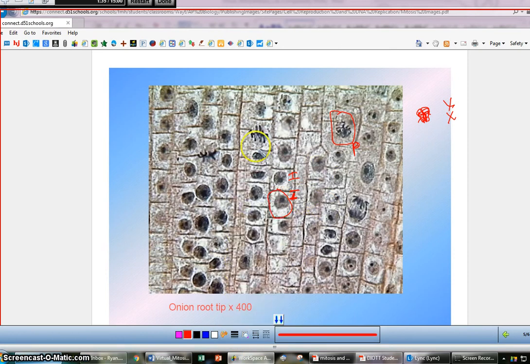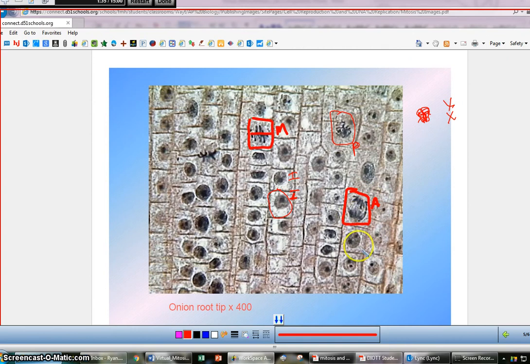Prophase, next phase is metaphase, where they meet in the middle. And I might go ahead and count this one as being metaphase. You can see if I drew a line right here, it looks like these chromosomes are meeting in the middle. Anaphase is where they are being pulled apart. So I find this cell over here, and I'd call this cell anaphase. You can see the chromosomes are going one way and the other.